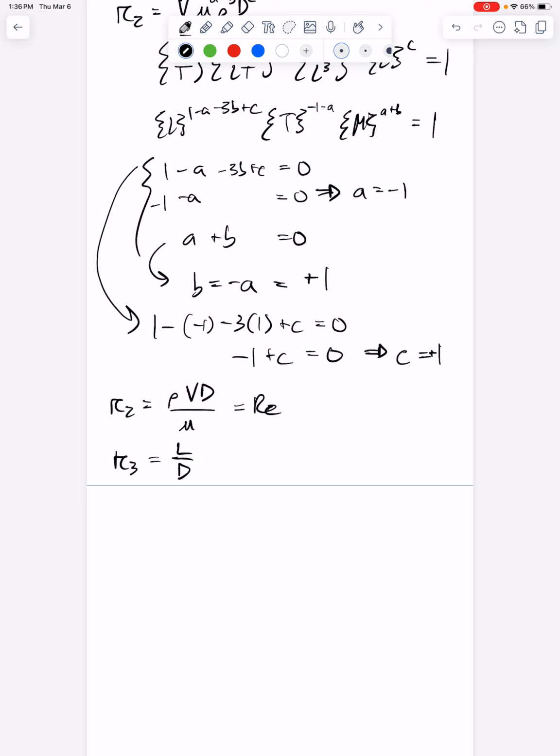We've non-dimensionalized delta P, the change in pressure, velocity through the pipe, V, and pipe length, L. Those are your three pi groups. So that's part A. Any questions about that?